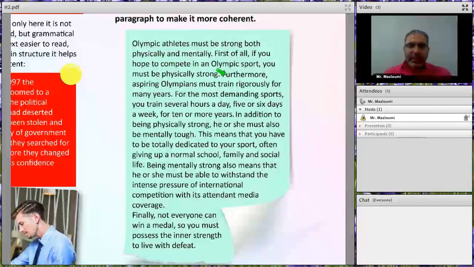Furthermore means what's more, in addition, furthermore. Aspiring, everyone, means ambitious, kind of hard-working, ambitious. Olympian, someone who takes part in Olympic Games, who competes there. They train, they exercise rigorously. Rigorously means severely, strictly, they are serious about it.